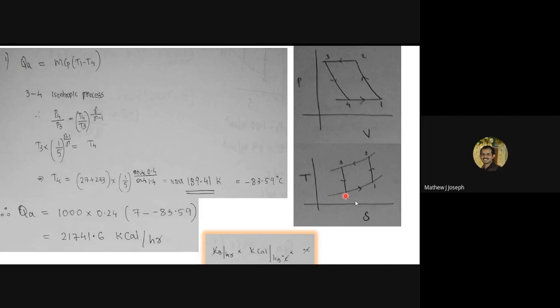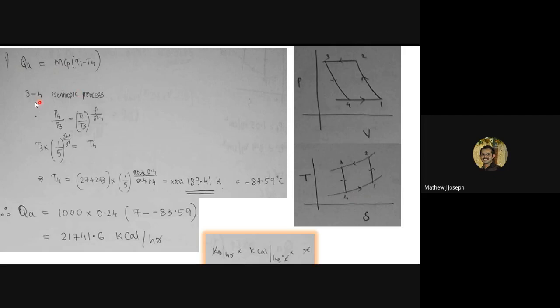Okay, so if you look at the TS diagram, 4 to 1 is happening along the constant pressure line, that is P4 and P1, both are the same, constant pressures. Then mcp delta t heat will be absorbed during this process 4 to 1. Then T1 we know, it is straight away given in the question, that is 7 degrees Celsius. But what is this T4? T4 we have to find out. T4 is not given in the question. So how to find out this value of T4?